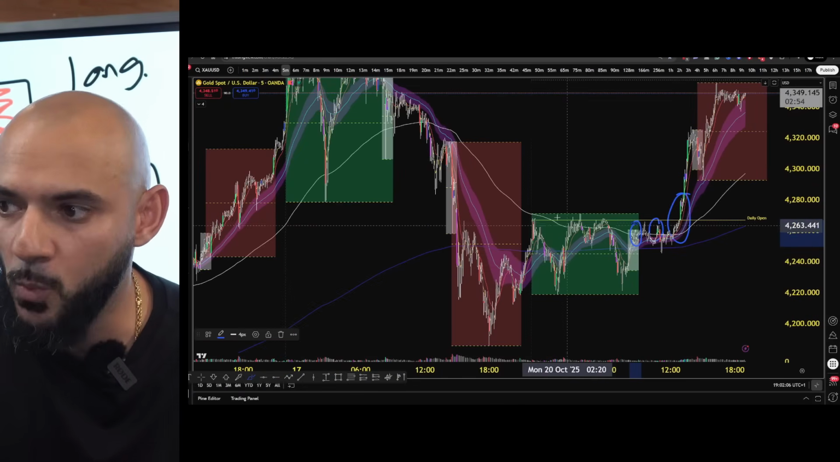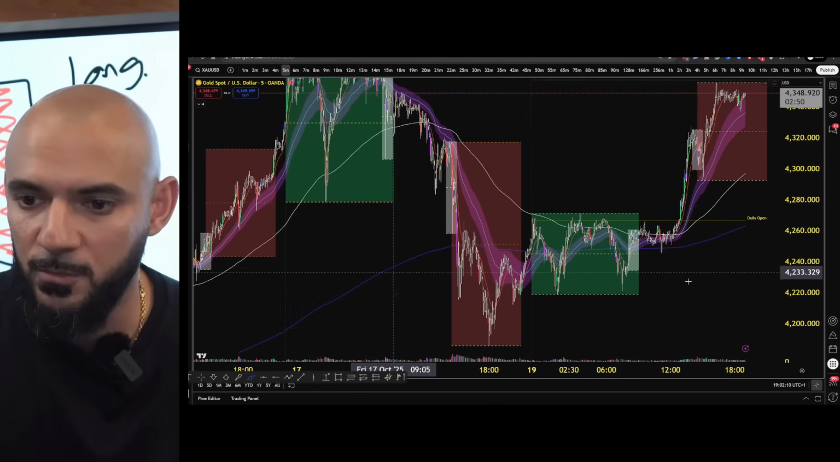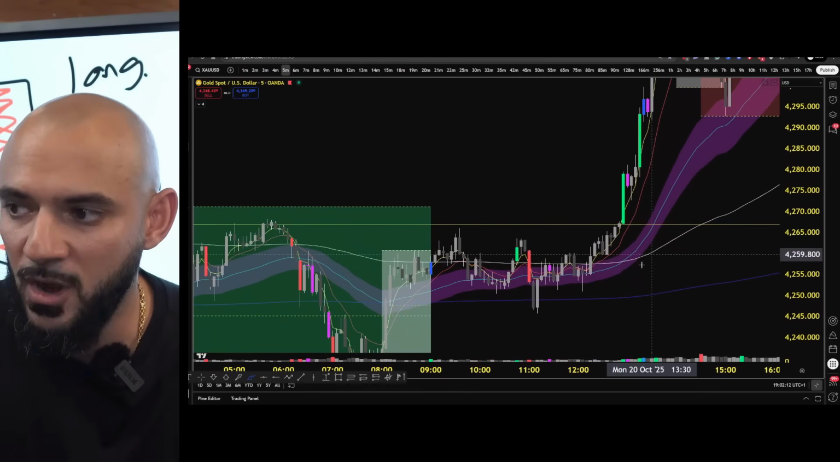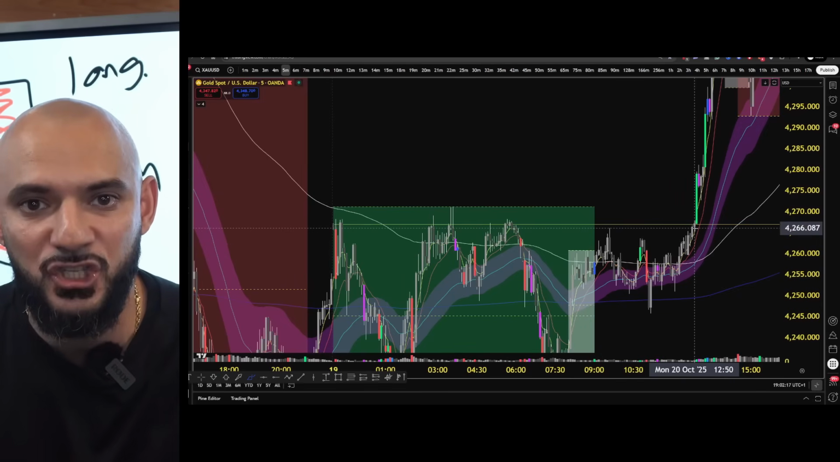My entry point was at the break of the Asian session high. Look at how price breaks that zone. So let me just remove that. Look at how the green vector candle breaks away from that entry zone. What is that telling you? It's telling you that they're getting ready to start marking back up.